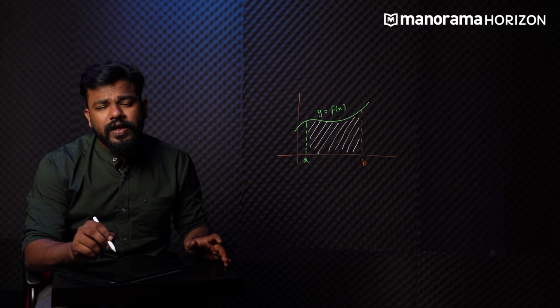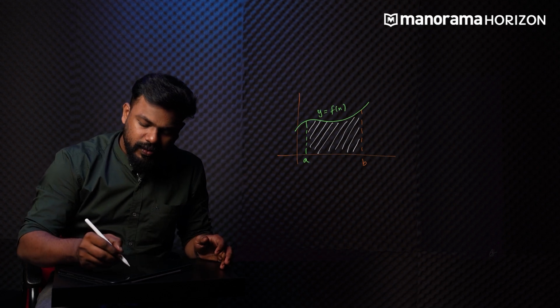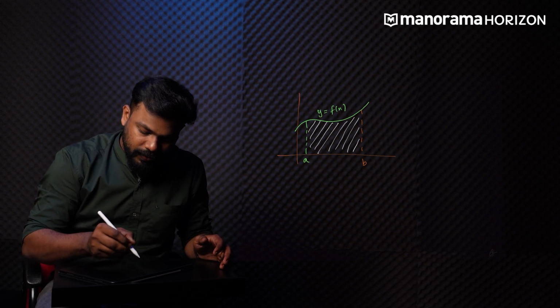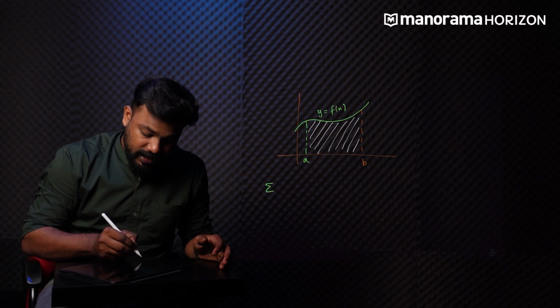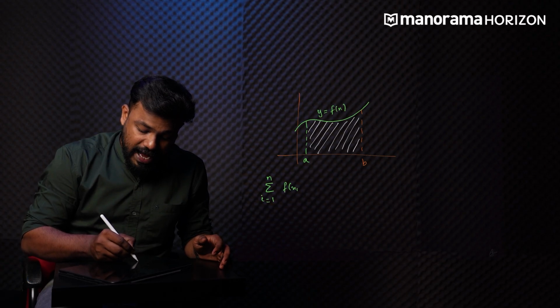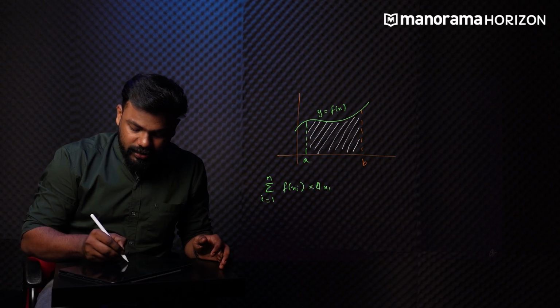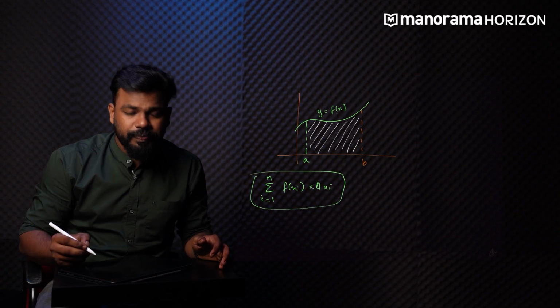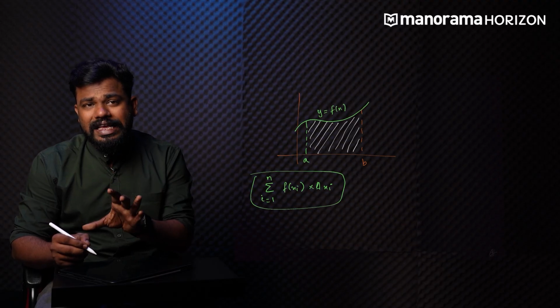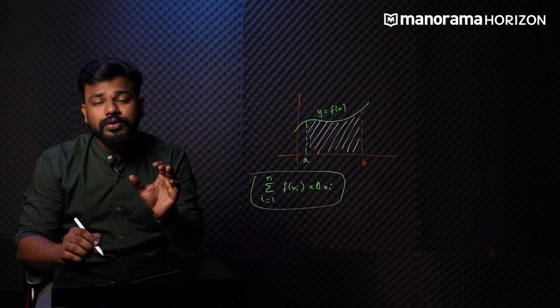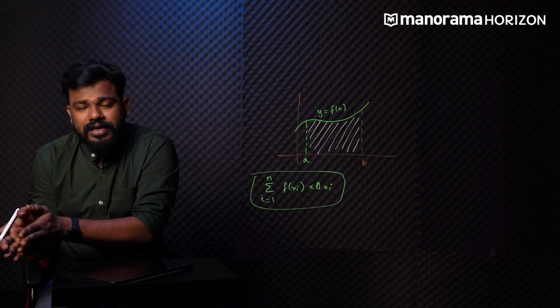Now, how to find out the area? Same way that we just found out the formula. What is the formula? Just rewind that formula, that is sigma i equal to 1 to n f of xi into delta x. This is the formula that we have just found out. Now this formula can be more easily written in another way, that is by using the integration that we are learning in this chapter, right?